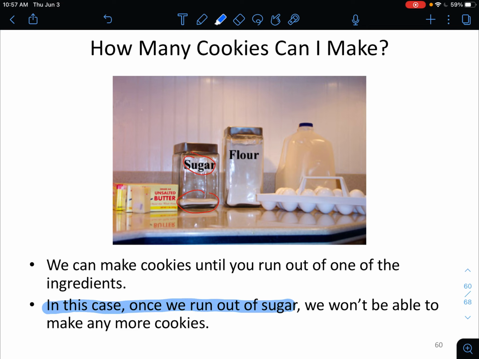So in principle that's the idea with limiting reactant: the balanced equation is my recipe. I'm given the relative amounts of each component, figure out which one is going to run out first, and then with that information, figure out the maximum amount of product that I'm able to make.